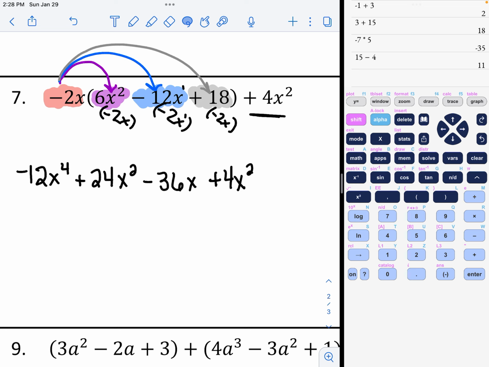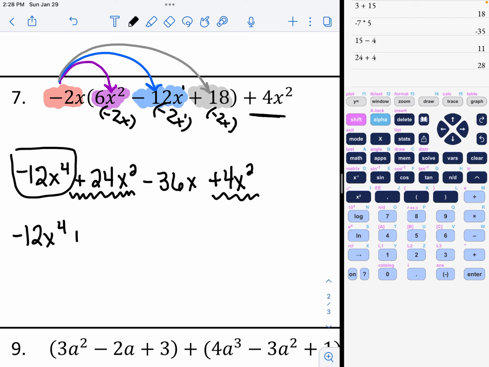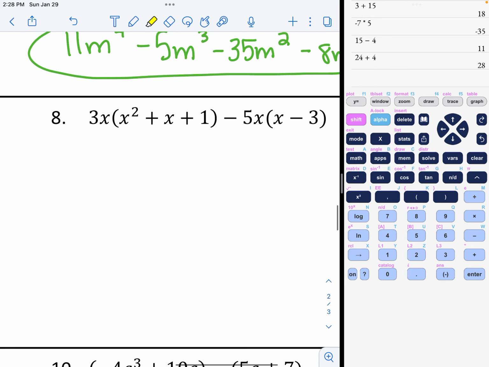Now it's time to look for like terms. This one is the only one with an exponent of 4. Ooh, we have this one with an exponent of x squared and this one with an exponent of x squared. So positive 24 plus 4 is plus 28x squared. And then this 36x is the only one of its kind, so it's going to come down next. The more I'm going over this, I think it's a good idea if we write this every time on our problems until we're totally sure that we're good to go.